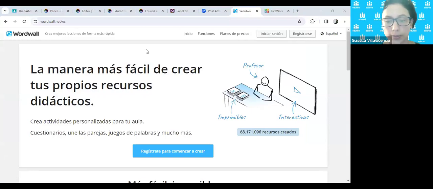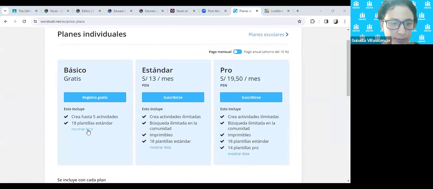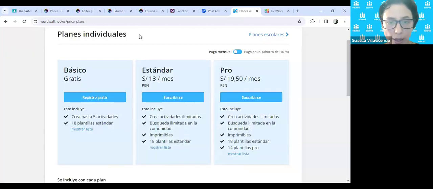I share the link in the chat. So when you see a website of a digital tool, you always have to go to the pricing, the money. And here you know. Okay, thank you, Julianita. Here you see what you have. So for example, the free version has only five activities, no more. And I think this is a big disadvantage of WordWall, because obviously we need more than five, right? We need more, but they limit it to only five. And 18 templates, standard templates. This is the basic account.